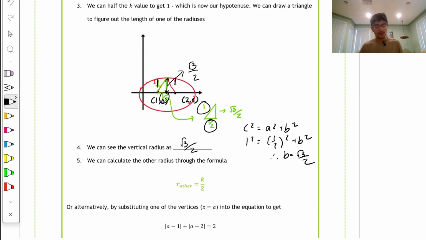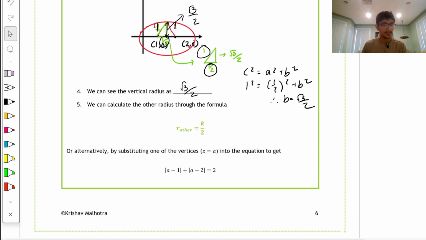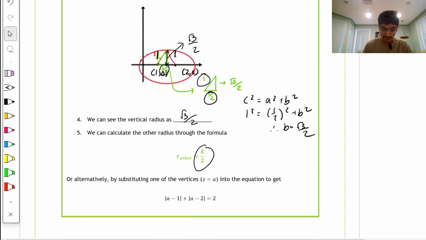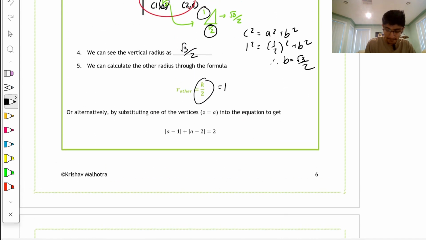Now in step 5, we want to calculate the other radius. So we know the vertical radius, and we want to find the horizontal radius. That's when you apply this formula of k divided by 2. So k here is just 2. I can divide that by 2 to get 1. So my horizontal radius over here is actually just 1.